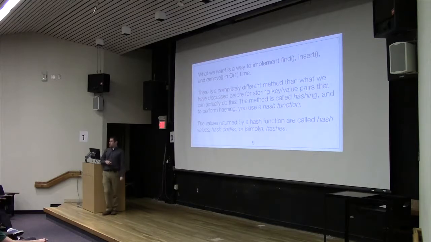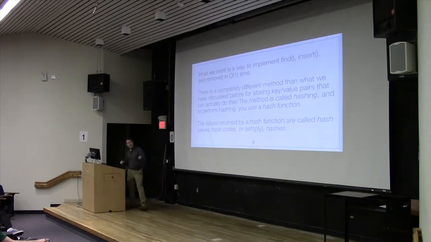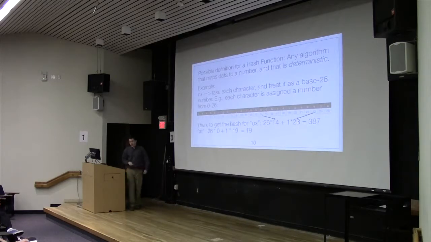When we return the values from a hash function, we call them a couple different things. We can call them hash values, or we can call them hash codes. You'll see that sometimes. Or sometimes we just call them hashes. So apply a function, get a hash. And that hash is what we're going to use to do this amazing complexity reduction. You'll see.